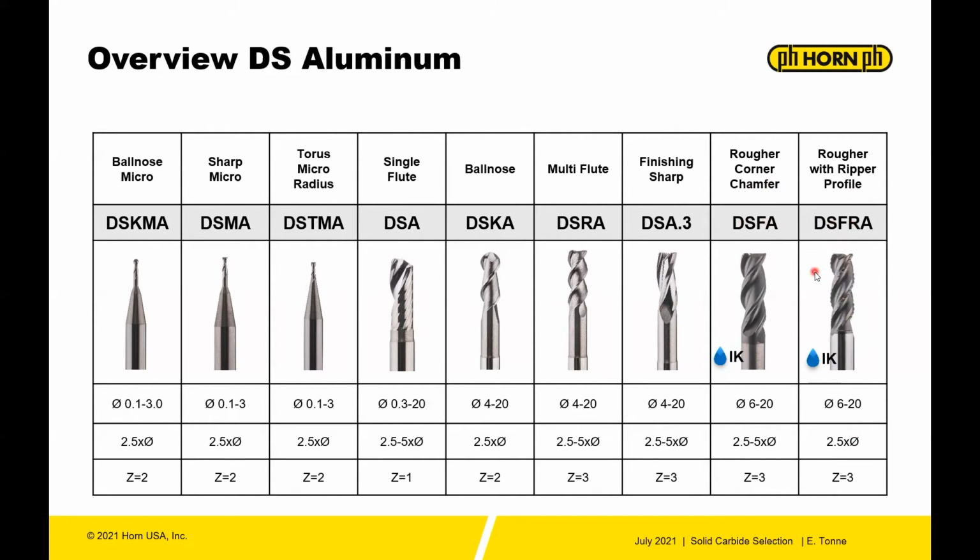Both of these systems, the DS FA and the DS FRA, have internal coolant, which comes out the end of the tool, not on the internal part of the flute, but comes out the end.